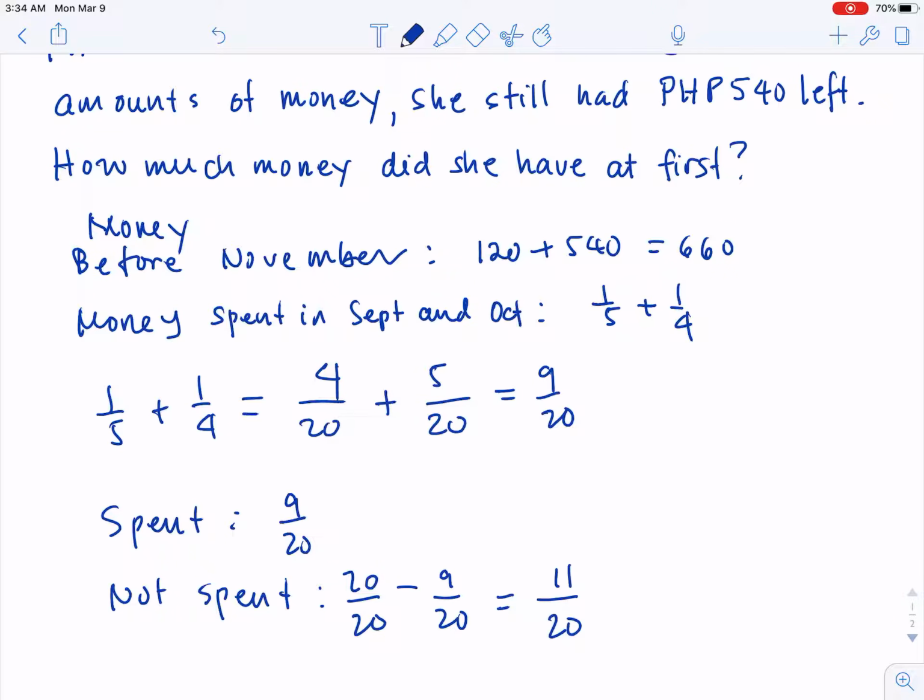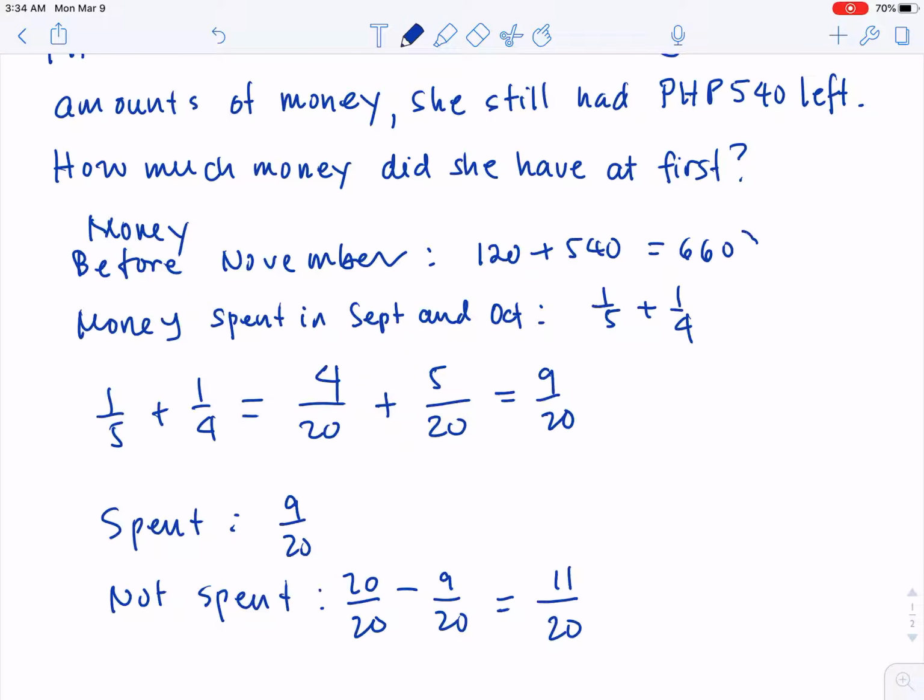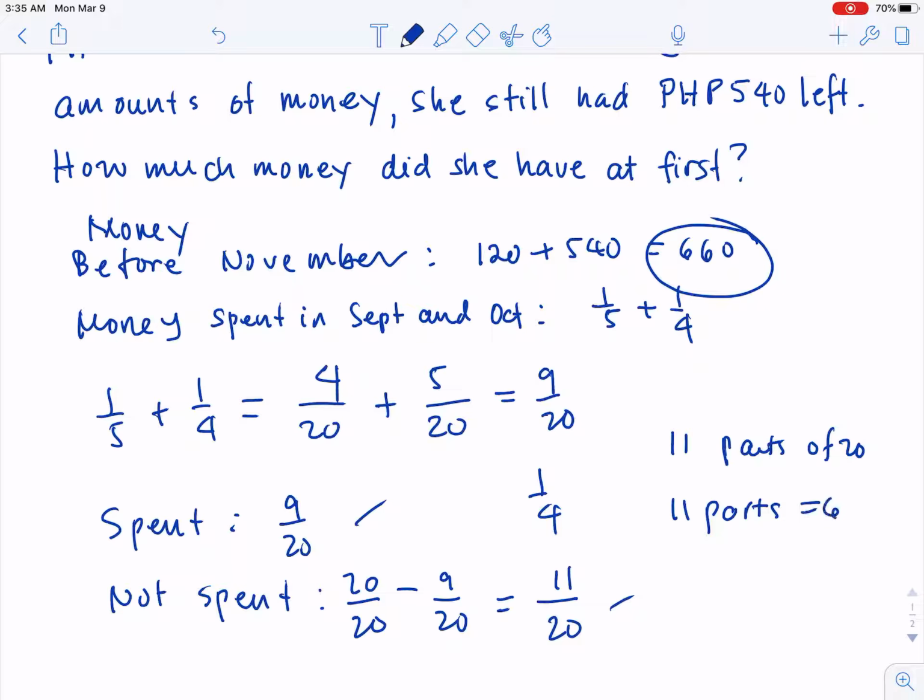Ano ang 11/20th na ito? Ito yung 660, di ba? Kung iisipin natin, before November, na-spend niya ang 9/20th, hindi niya na-spend yung 11/20th. This means 11 parts of 20. Di ba? Pag sinabi nating 1/4, 1 part of 4. So, 11 parts of 20. Ang 11 parts na yan ay 660.